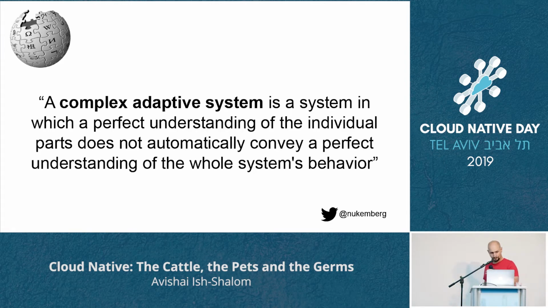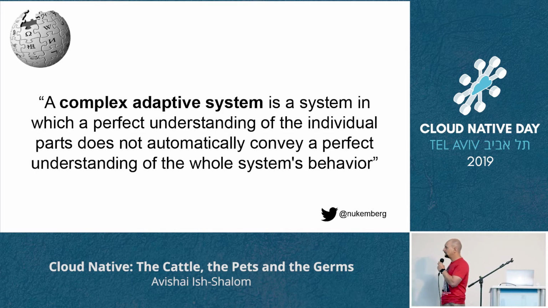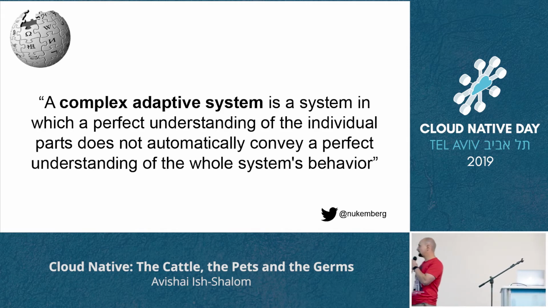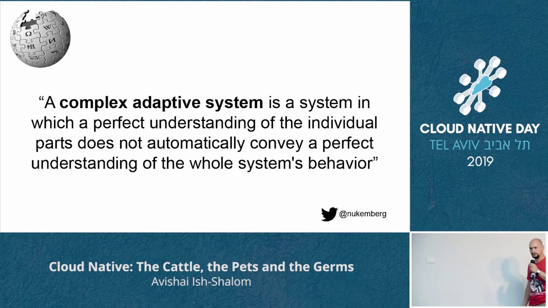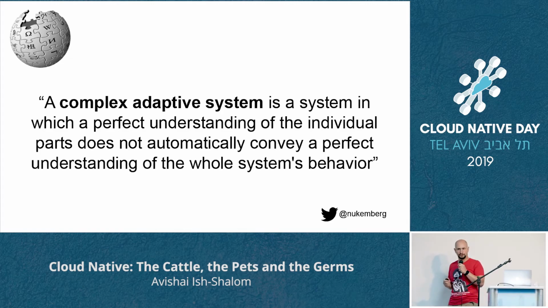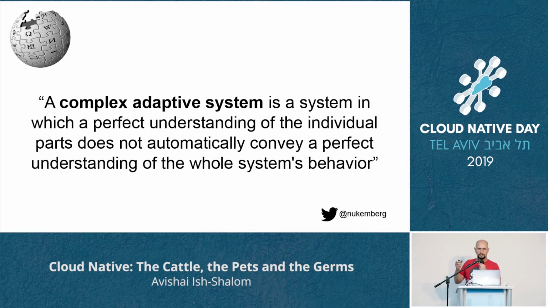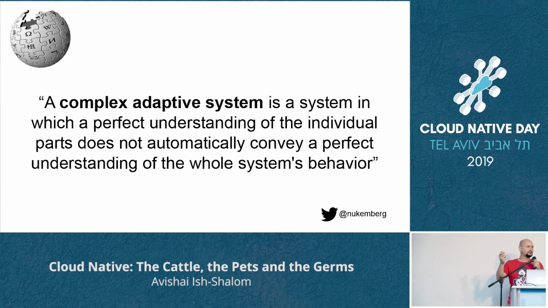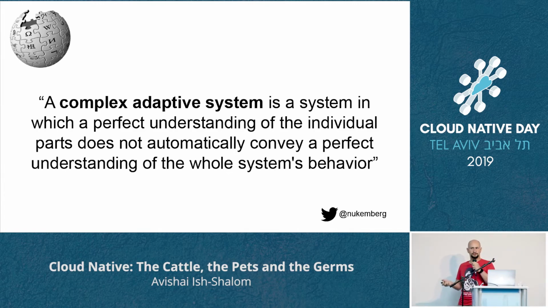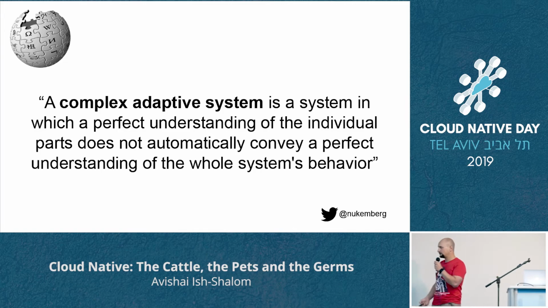So a complex adaptive system is a system in which perfect understanding of the individual parts does not automatically convey a perfect understanding of the whole system behavior. And this is very important, this definition. Because we still have this mentality, this idea in our head that we should be able to understand and analyze all the parts of the system. We still think about, what is the configuration of all the servers? How are they configured? Are they configured the same? That's no longer meaningful, because this is a complex adaptive system, and a perfect understanding of all the individual parts does not automatically convey a perfect understanding of the whole system behavior.